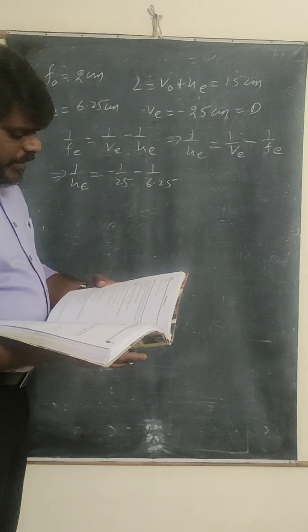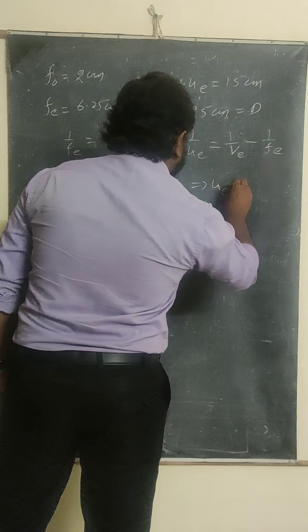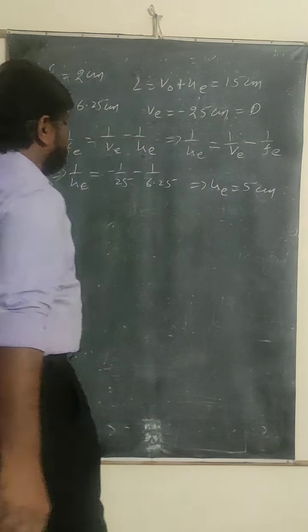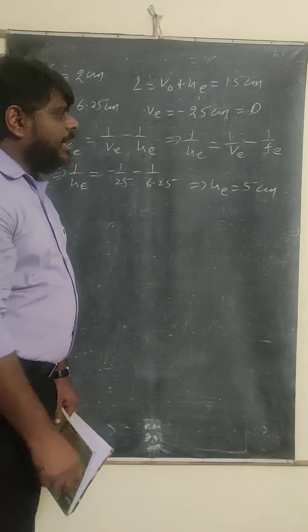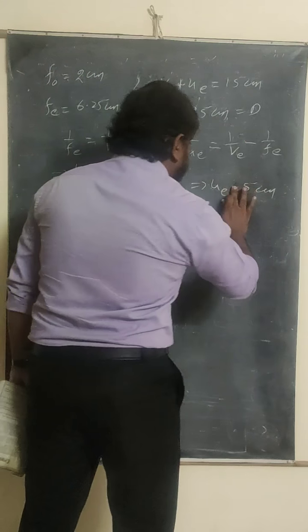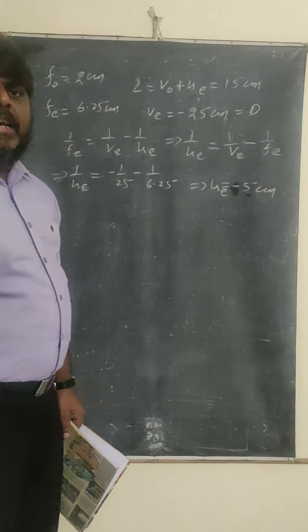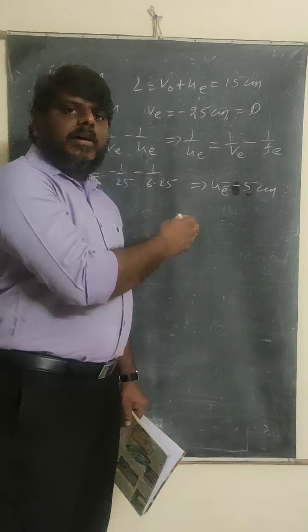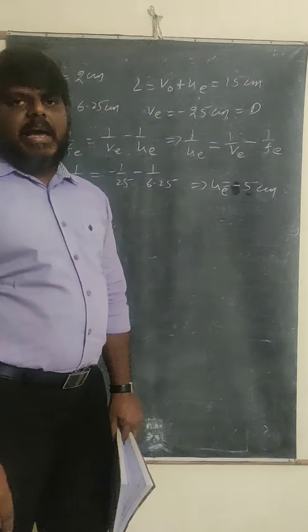5 centimeters. So UE is equal to 5 centimeters. If you simplify this complete value, you get UE as 5 centimeters. And remember, this UE will have a negative sign. What does the negative sign indicate? It indicates that the object is taken on the left hand side of the eye lens. This is the UE value you have calculated.